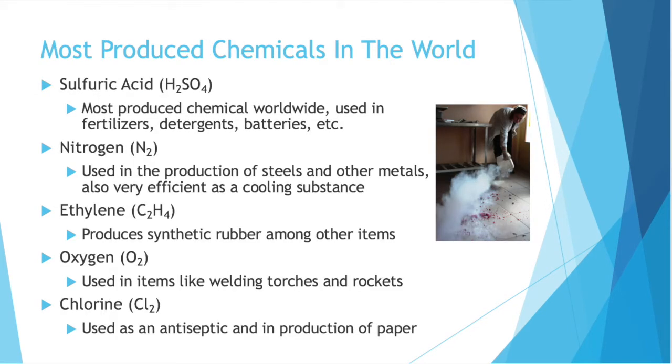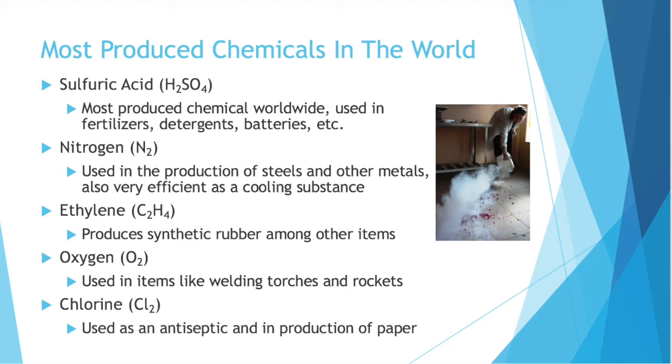So we've talked about elements, we've talked about compounds and what a chemical is, but what are some of the more common chemicals that you might actually interact with in the world? Well, chances are, if you interact with a chemical in the real world, or work somewhere that makes one, it might be one of these five. Sulfuric acid, that's H2SO4. This is the most produced chemical worldwide. It's used in fertilizers, detergents, batteries, and more.